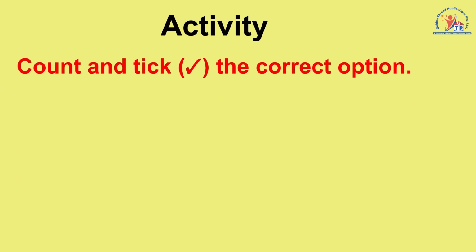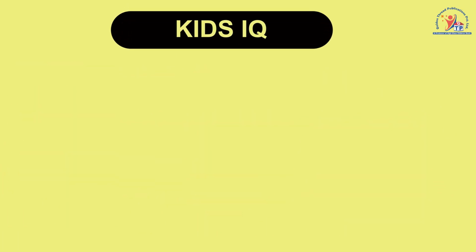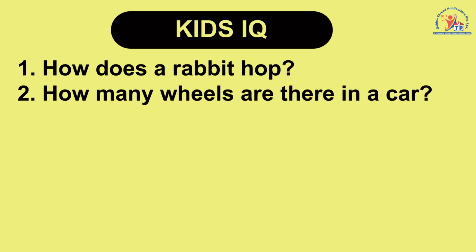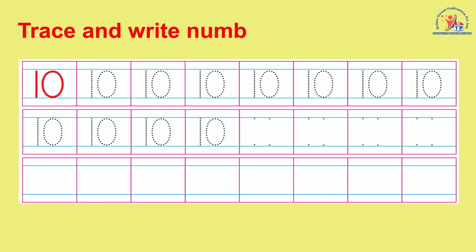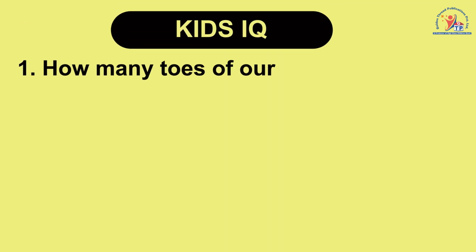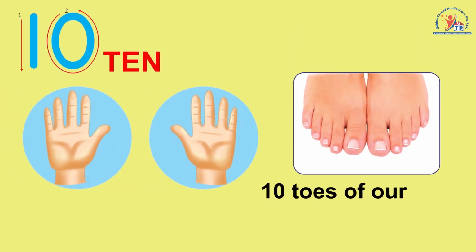7 dolls, 5 cars, 4 rabbits. Kids IQ 1. How does a rabbit hop? 2. How many wheels are there in a car? Trace and write the number 10. Kids IQ 1. How many toes of our feet can you count? 10. 10 toes of our feet.